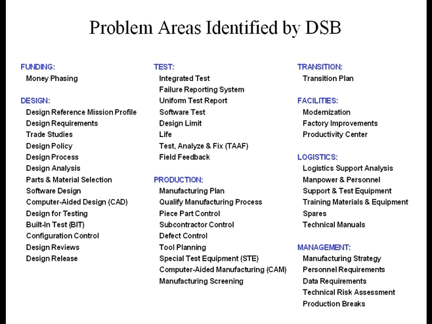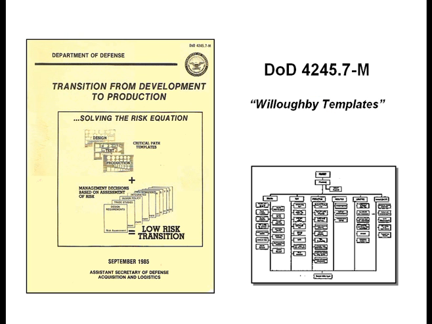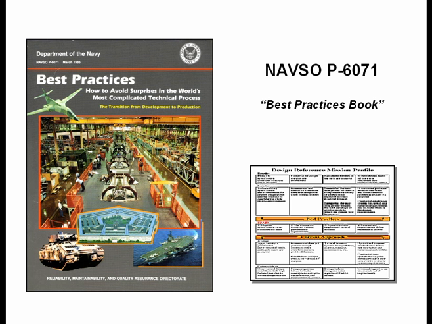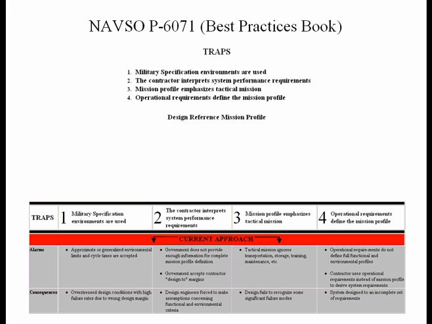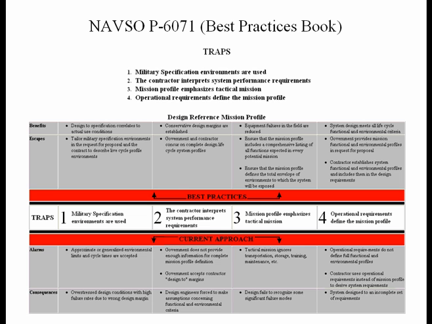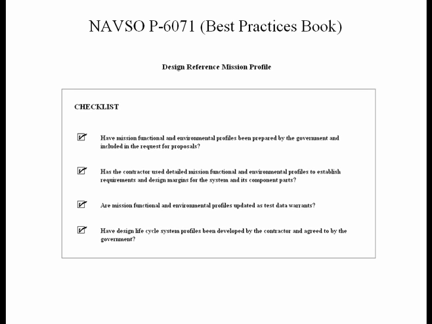These came to be known as the Willoughby templates and were published in DoD 4245.7-M. In 1986, the Best Manufacturing Practices program published NAVSO P-6071, which has since come to be known as the Best Practices book. This document takes each template and identifies the traps that companies fall into, the alarms that indicate you might be falling into a trap, and the best practices to help you escape those traps. In addition, each section also includes a list of questions that help identify whether a program is doing everything that it needs to do to avoid those risks.